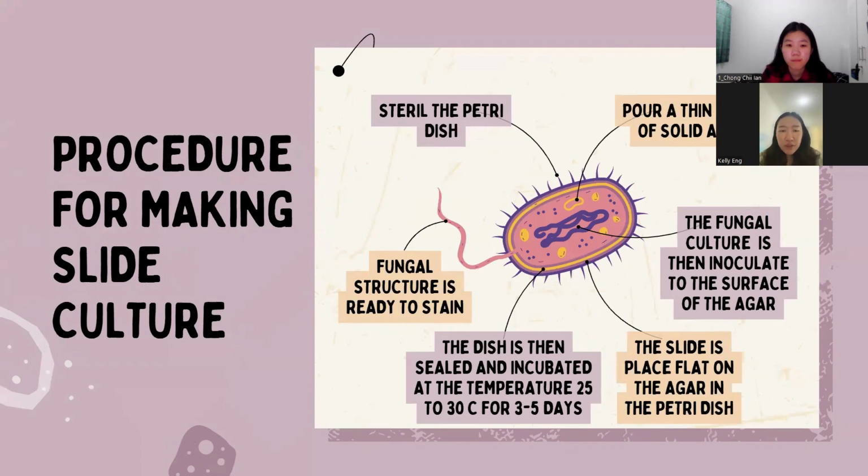The procedure for making a slide culture is, firstly, we have to sterilize the petri dish. Second, we pour a thin layer of the solid agar, which is actually in liquid form at that time. After that, the fungal culture is inoculated onto the surface of the agar when the agar has cooled down and become solid. The slide is placed flat on the agar in the petri dish. After that, the dish is sealed and incubated at a temperature of 25 to 30 Celsius for 3 to 5 days. And the fungal structure is ready to stain.